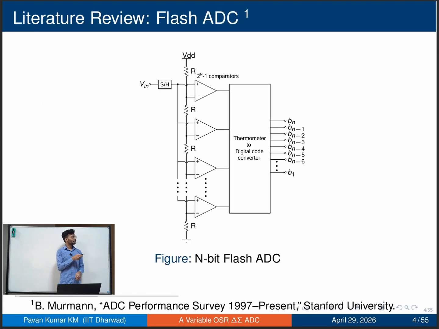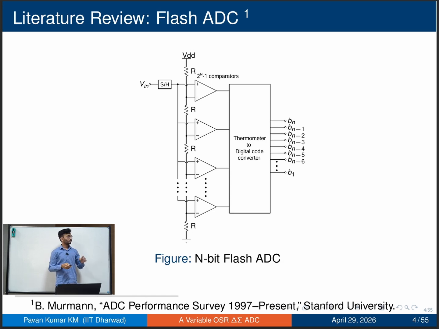The first architecture is the flash ADC. This is mostly preferred for applications where speed is very important. This is mainly due to the comparators which operate in parallel. Due to this, the speed will be very high. But when we go on increasing the resolution, the comparator count doubles.